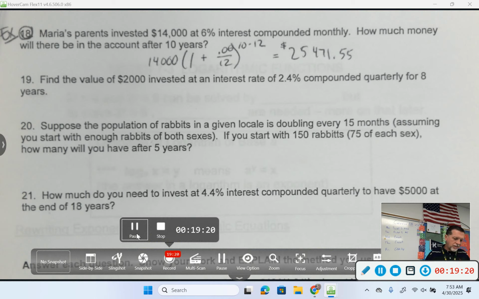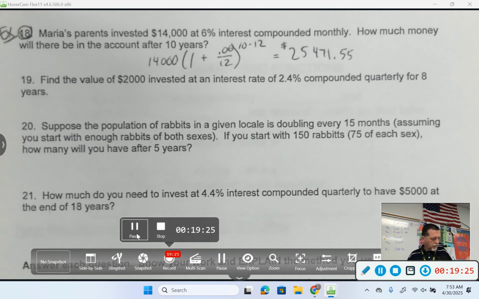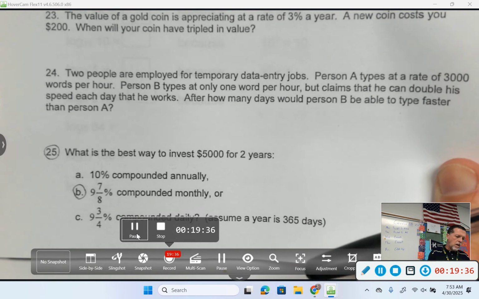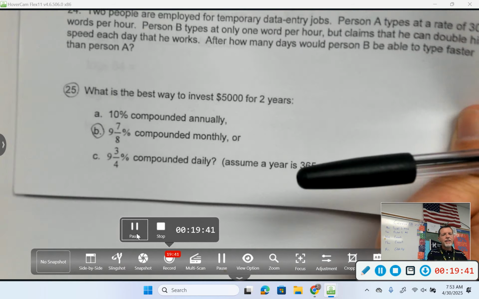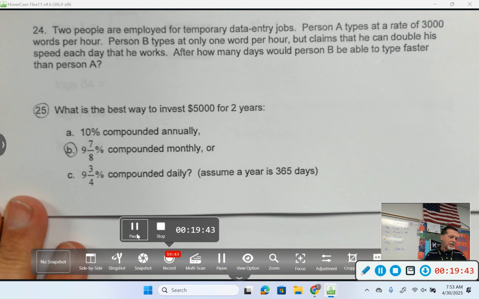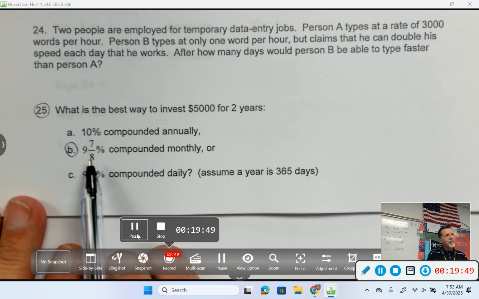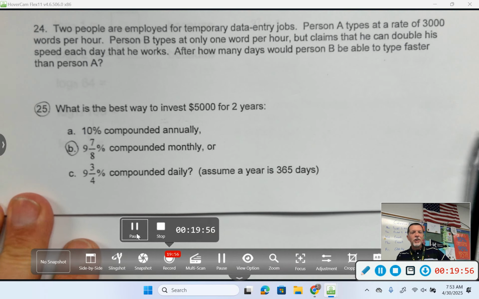Okay, so the assignment is the rest of them. Not really tricky, I don't think. I like that last one. That one should be close. 5,000 for 2 years, 10%, but only once a year. 9 7/8, 12 times a year, or 9 3/4, 365 days a year. That one's too close to call. I don't know which will be best in that one.